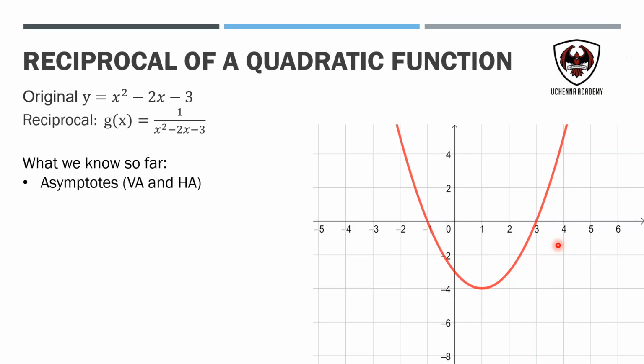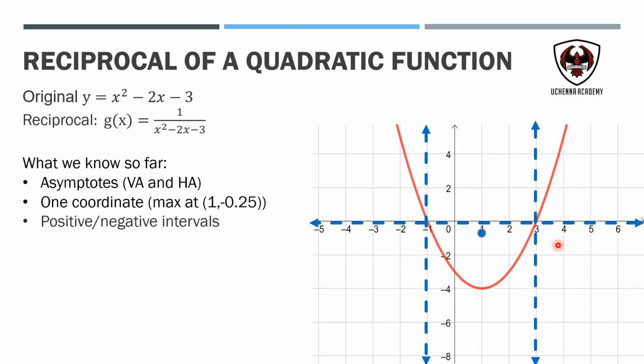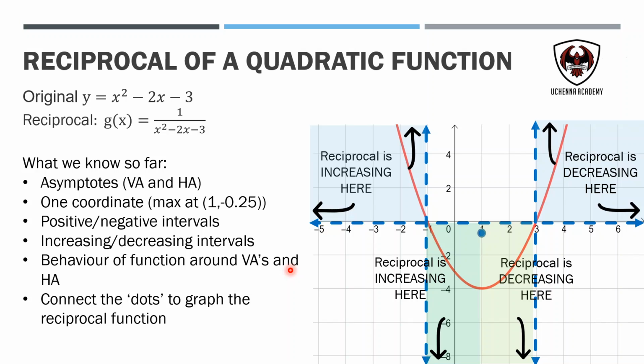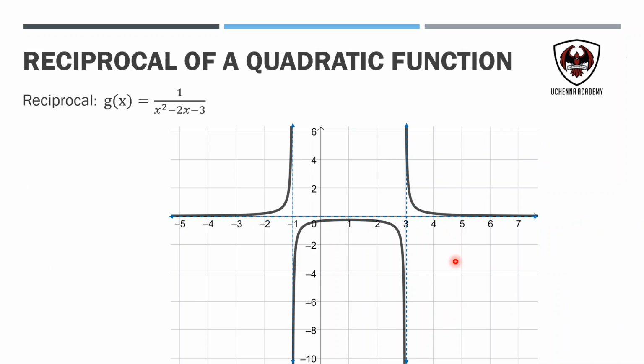So now I've got a lot of information here. I've got the asymptotes, I've got a point, I've got positive and negative intervals, increasing and decreasing intervals, and I also have my end behaviors. There we go. Really, I can just now connect the dots, right? I can really connect the dots. Another thing that I could do is I could find the y-intercept by plugging in x is equal to 0 into the reciprocal equation and see if I get a number that is negative, because it will then match.